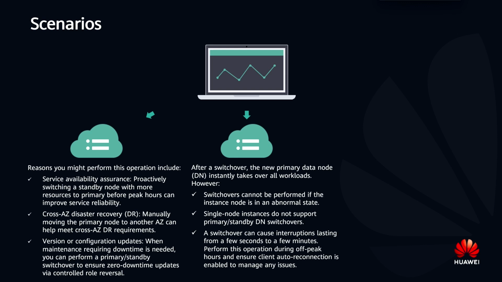However, switchovers cannot be performed if the instance node is in an abnormal state. Single node instances do not support primary or standby data node switchovers. A switchover can cause interruptions lasting from a few seconds to a few minutes, so perform this operation during off-peak hours and ensure client auto-reconnection is enabled to manage any issues. This video tutorial demonstrates how to perform a primary or standby switchover in GaussDB.